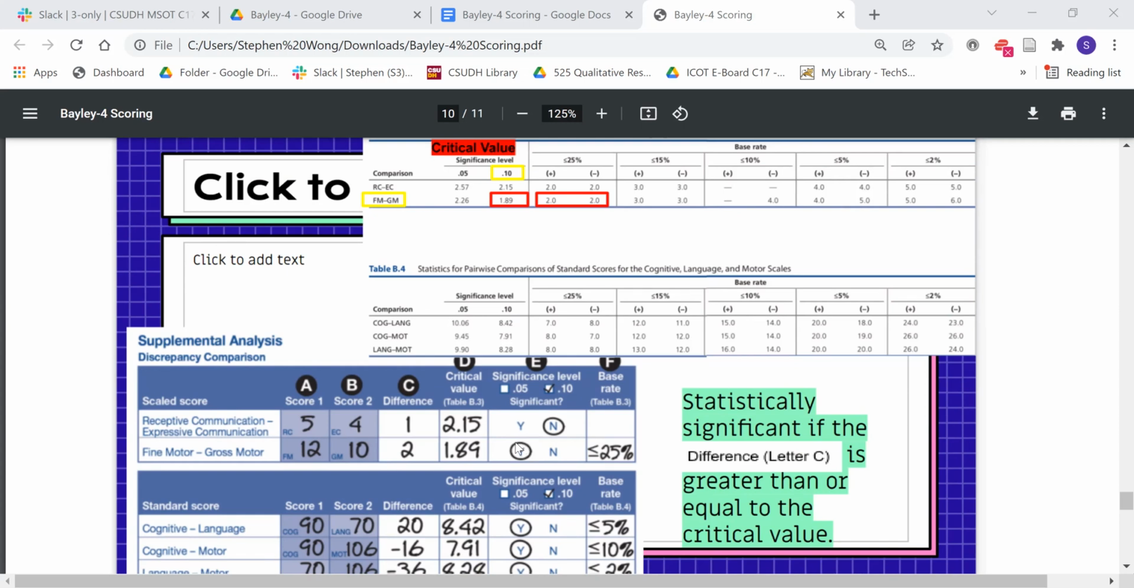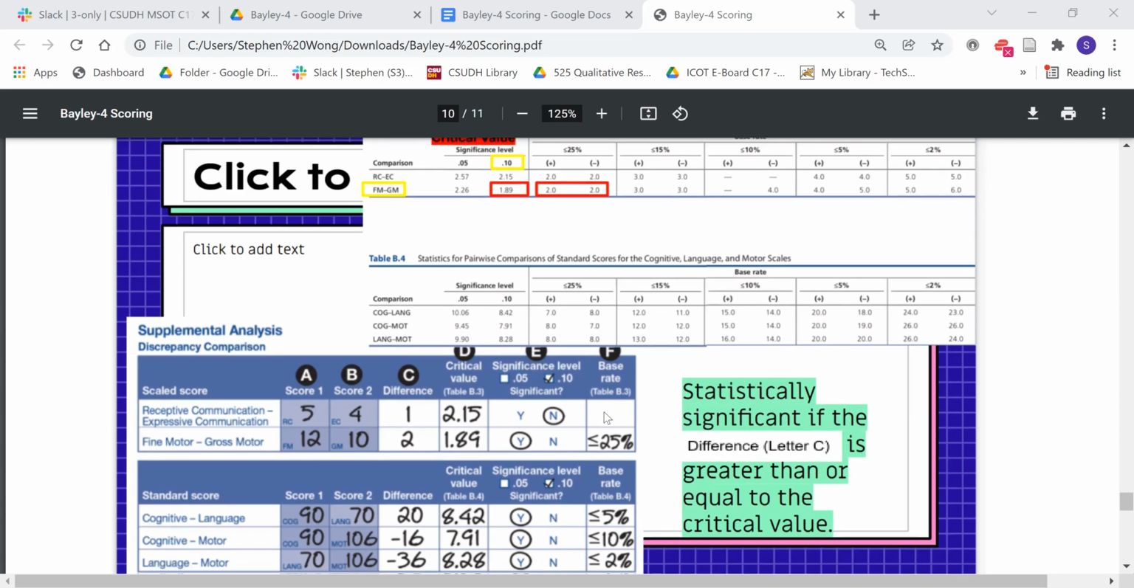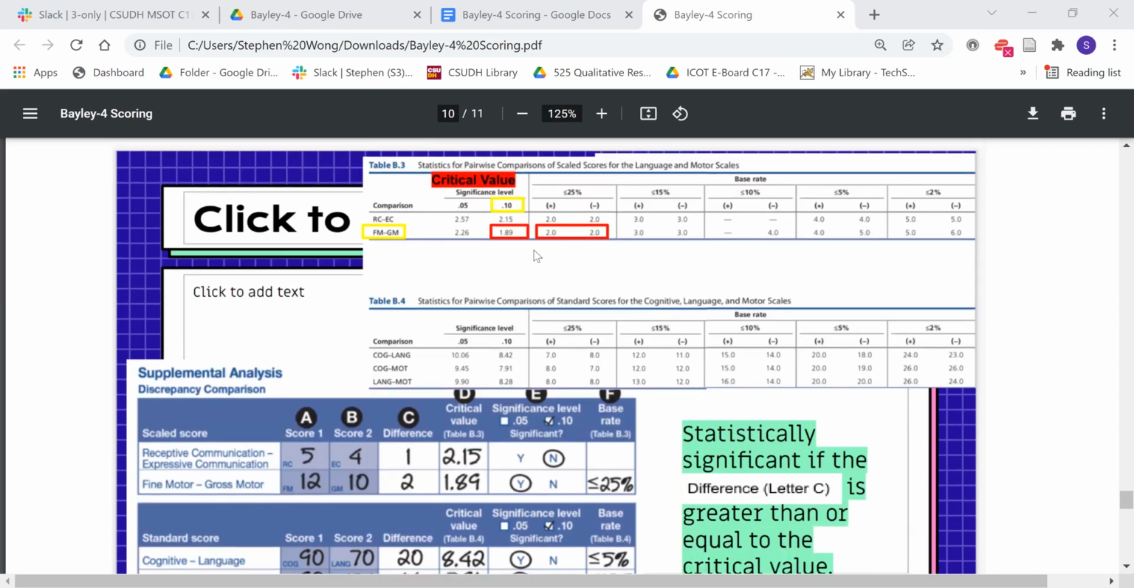After you circle the yes and have the critical value, now is the weird part at the very end, which is determining the base rate. Since it's scaled score, we still use table B.3. Table B.3 is right here. For this one, you have to keep track of whether the difference is positive or negative. So not the absolute value, but the actual sign of the number matters. So again, 12 minus 10 is a positive 2.